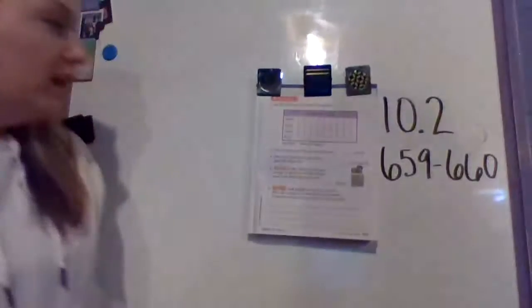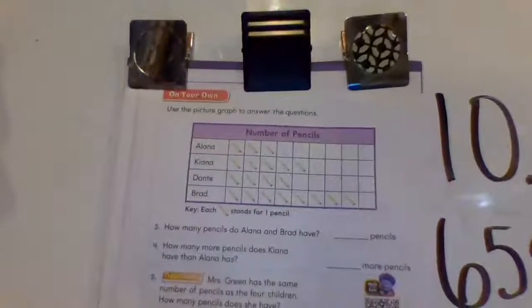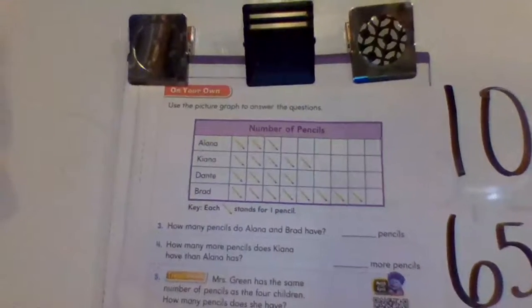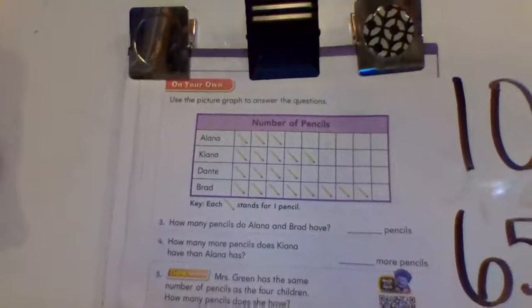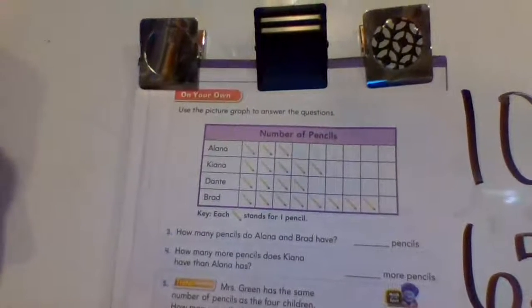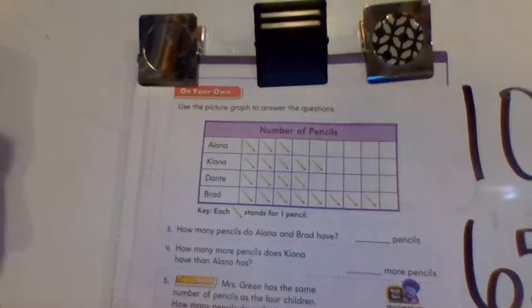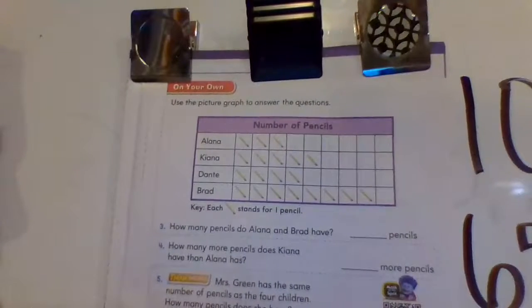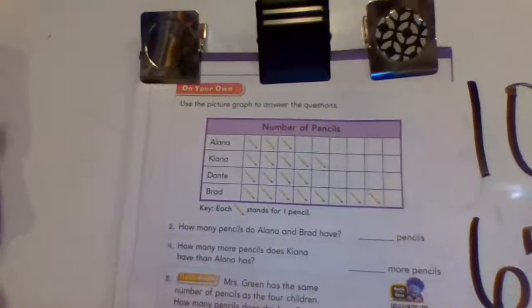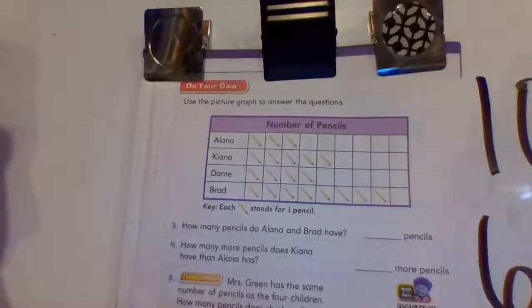Okay. So number of pencils, and the categories are the people that have them this time. So the people interviewed were Alana, Kiana, Dante, and Brad. And each pencil, looking at the key, stands for 1 pencil. So let's look at the questions. Number 3, how many pencils do Alana and Brad have?